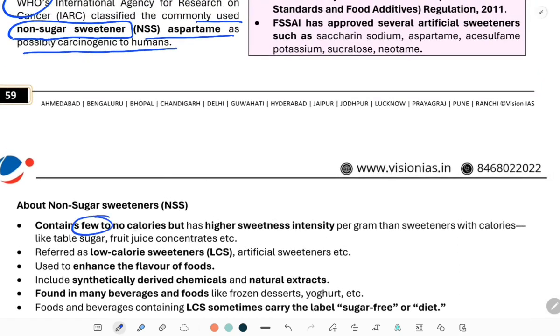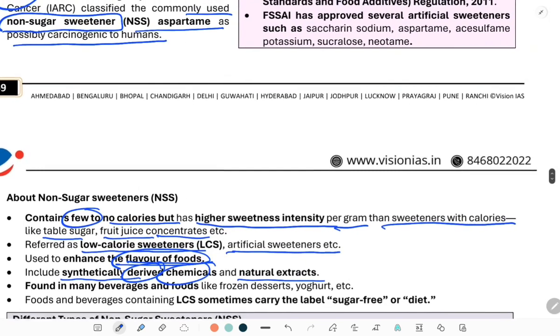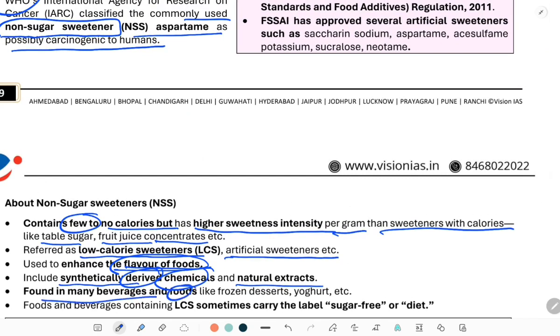They contain few to no calories but have higher sweetness intensity per gram than sweeteners with calories like table sugar and fruit juice concentrates. They are referred to as low-calorie sweeteners, or artificial sweeteners. They are used to enhance the flavor of foods and include synthetically derived chemicals and natural extracts. They are found in many beverages and foods like frozen desserts and yogurt. Foods and beverages containing LCS sometimes carry the label sugar-free or diet.